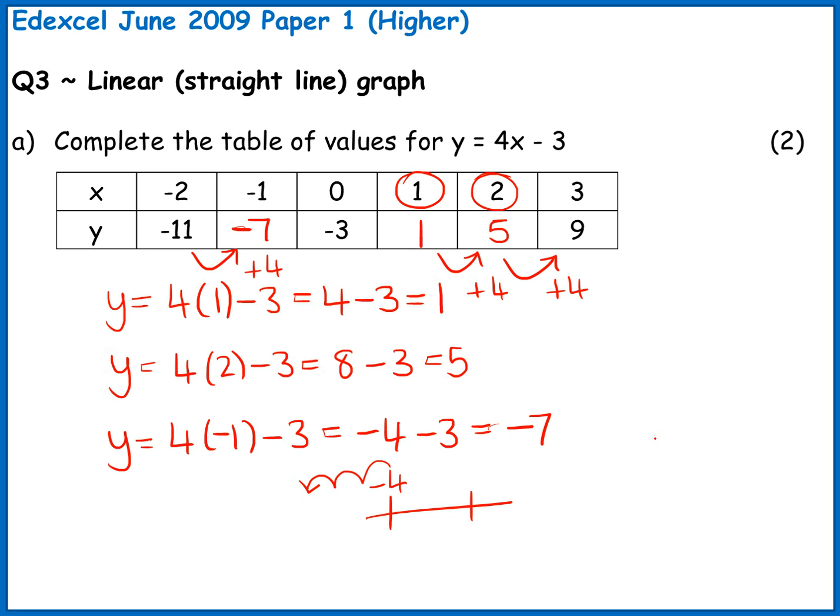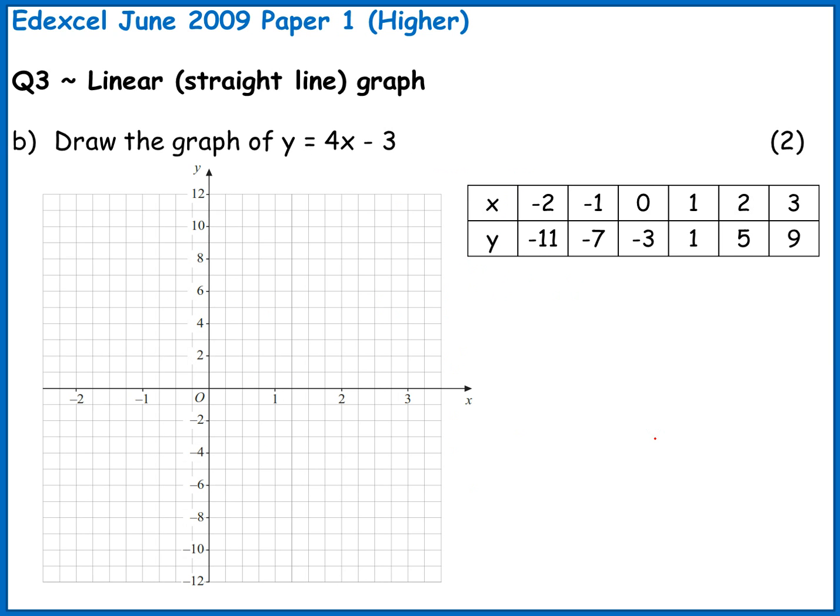Once we've got our values, we're then putting that onto a graph. So part B is talking about drawing a graph. So all we're doing is taking our x value and our y value and plotting them as a coordinate pair. So when x is minus 2, so remember this is our x-axis across here, x is minus 2, y is minus 11, pop a little cross on. When x is minus 1, y is minus 7, cross on. X is 0, y is minus 3, so this is x is 0 here, remember. Y is minus 3, so that's there.